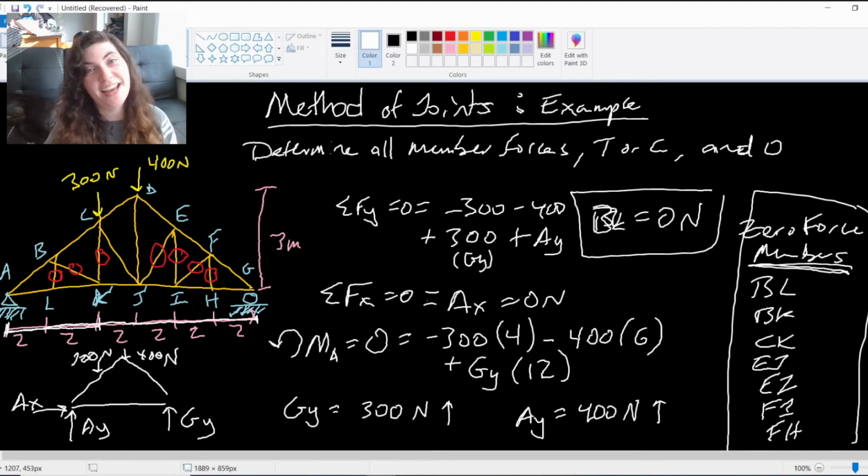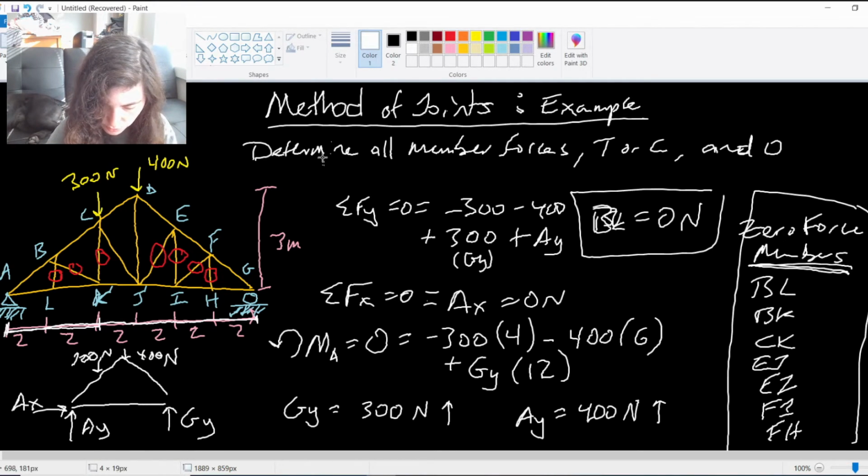It does take a while, because you're going from joint to joint to joint to joint for these 10 plus members that we have that are not zero force members. So you'll have to repeat the process multiple times for multiple joints. But because we have these reactions, we know we can start at A or G because we'll have some known values with 2 unknowns and our 2 force equations.